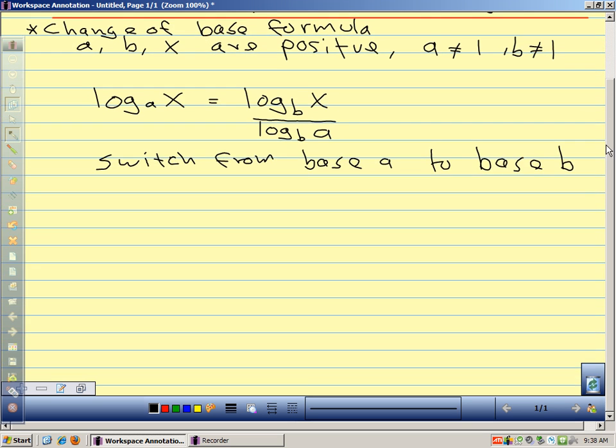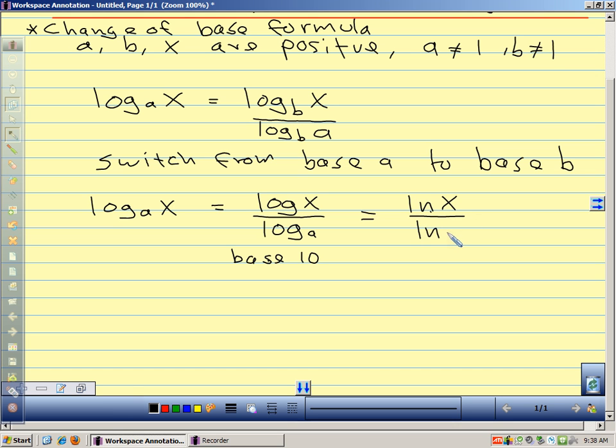Now normally we want to switch to either log base 10 or the natural log, because that's what our calculator can calculate. So the formula for those is we're going to say log base A of x, where A is just some number: base 2, base 4, base 3.5. Some number is going to be log of x over log of A. This is base 10. Or that's the same as the natural log of x over the natural log of A.